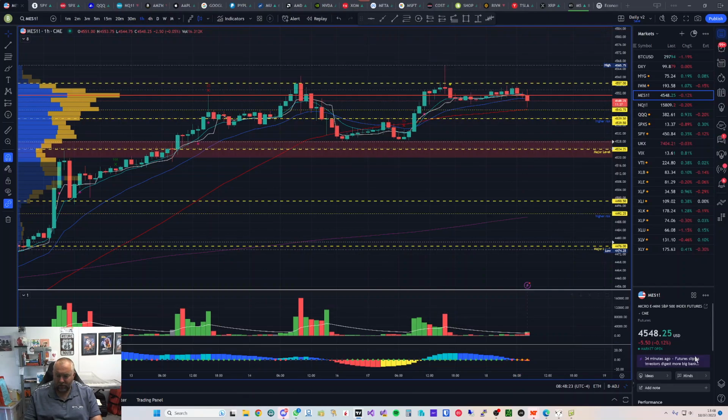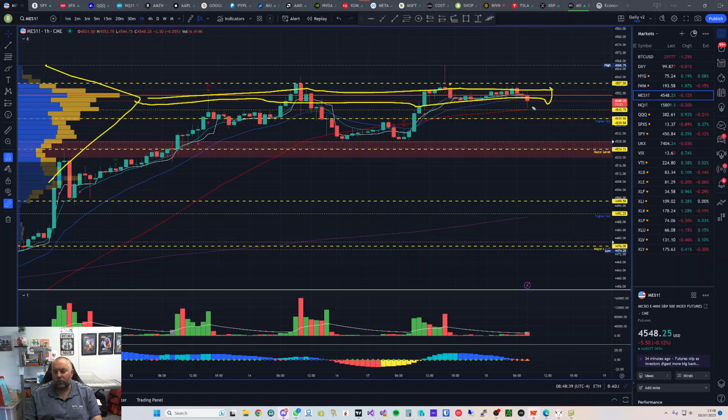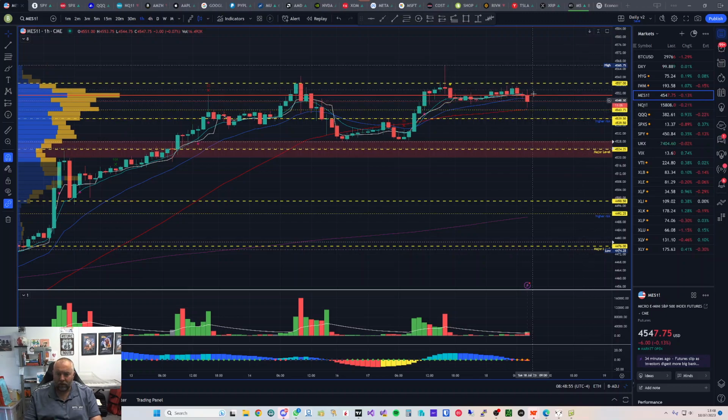We've got this heavy area of volume. This area here of volume is potentially a natural area of resistance on this chart, and we're looking around 45.50, 45.55 to 45.57 as an area of resistance. I've got it already marked as well on the chart.